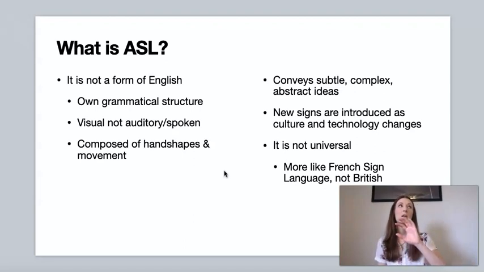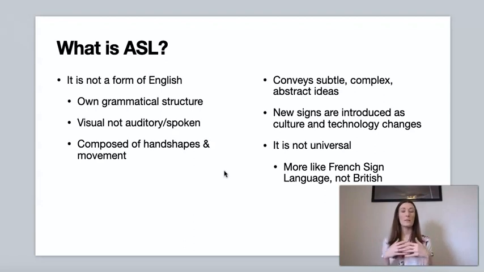As time and society progress, as we have cultural changes, as we have technology changes, new signs are constantly being created and introduced to keep up with the times. Times change as society changes.